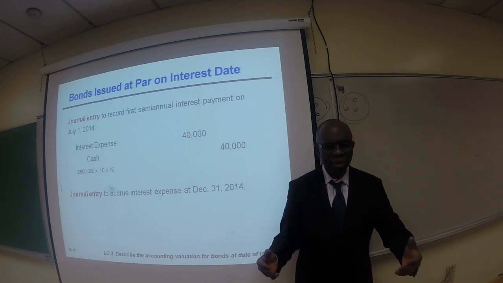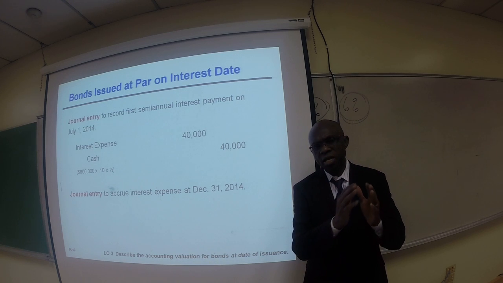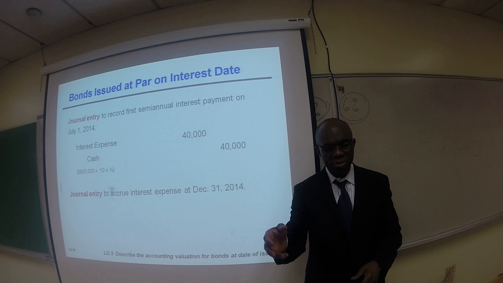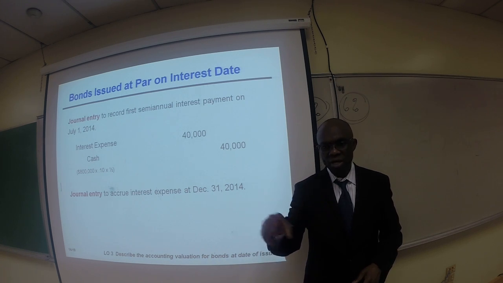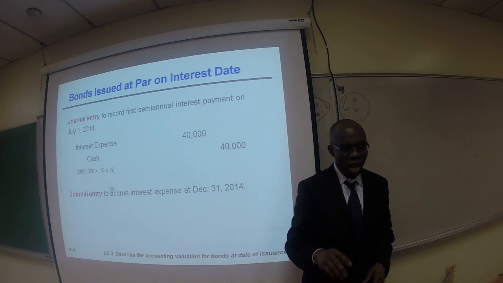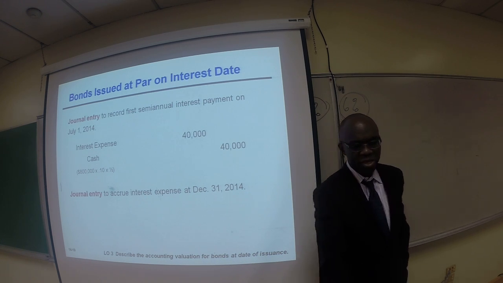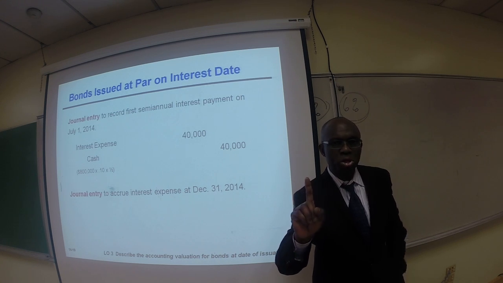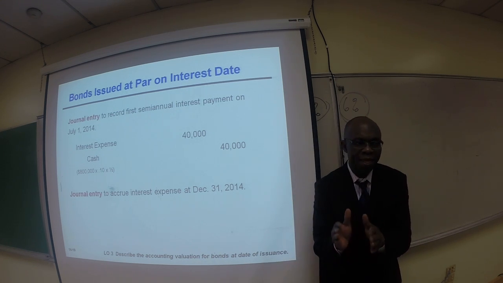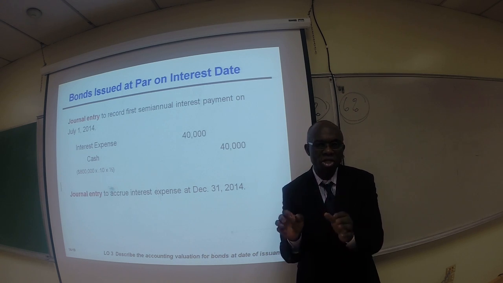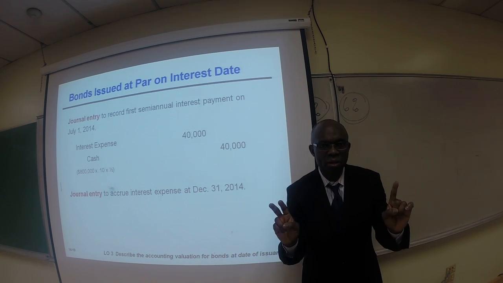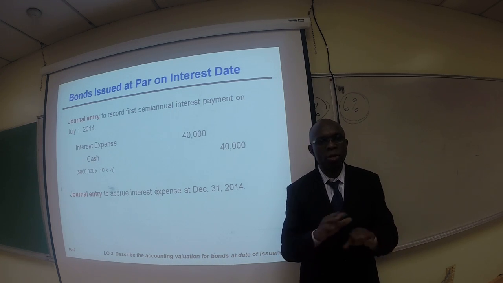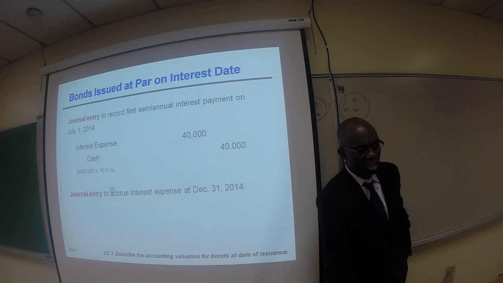We have to pay interest. How do you calculate interest? It is the principal or the par value multiplied by rate, in this case 10%, and multiplied by time. Now we are talking about 6 months, so half, or 6/12. If you do that math, that gives you $40,000. So interest expense is $40,000, cash is $40,000. I want you to make a note of something very important here. The interest expense and the cash are exactly the same when the bond is issued at par. When the bond is issued at discount or premium, that is not the case, and we are going to come across that in a minute.